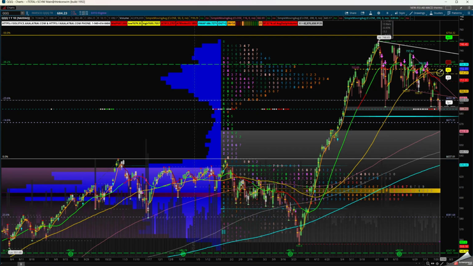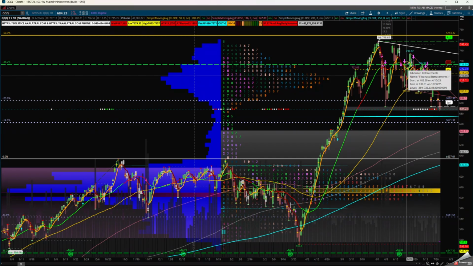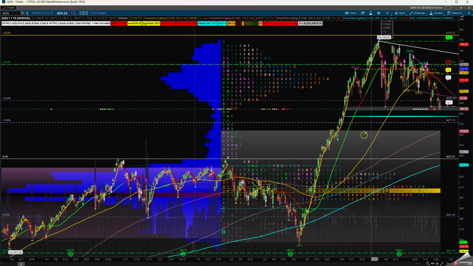And I have the 50 simple moving average and the 18 that I use a lot. Between the 18 and the 50, I usually do a shadow like a 34 SMA, and between the 50 and the 116, I use an 83 EMA. That way, it gives us a little bit better advantage on the setups.